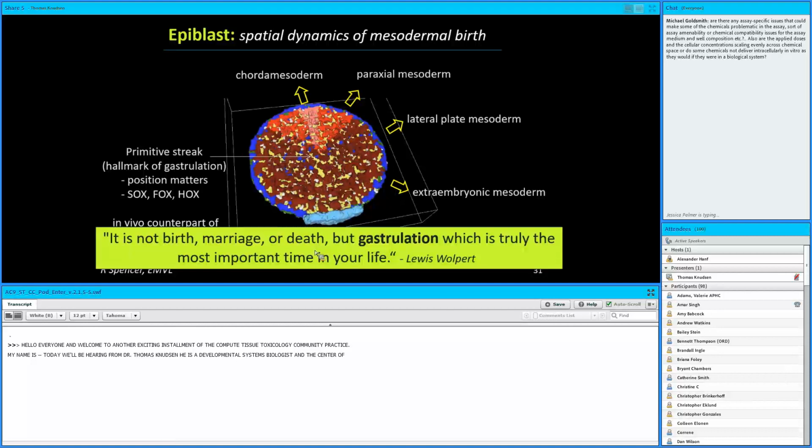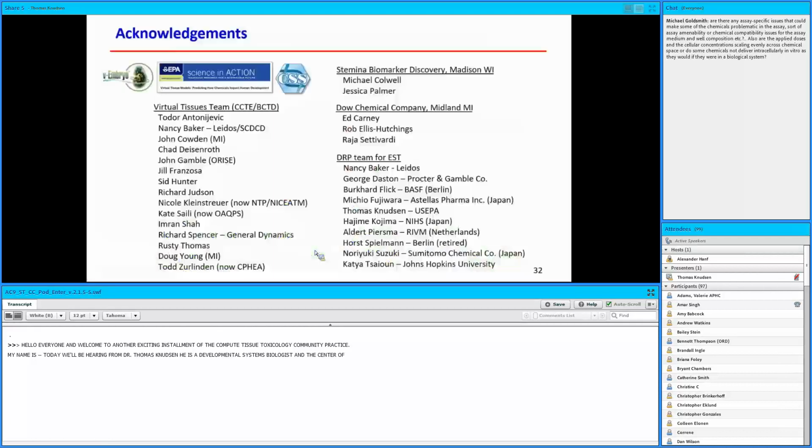And I just want to leave with the quote that comes from a famous developmental biologist, Lewis Wolpert, a few decades back, where he says, "It is not birth, marriage, or death, but gastrulation, which is truly the most important time in your life." So we can begin to think about recoding the body plan computationally using agent-based models in combination with single-cell RNA-seq data. And I think this is a good ground for community of practice in terms of thinking about new hypotheses and approaches that can be used.